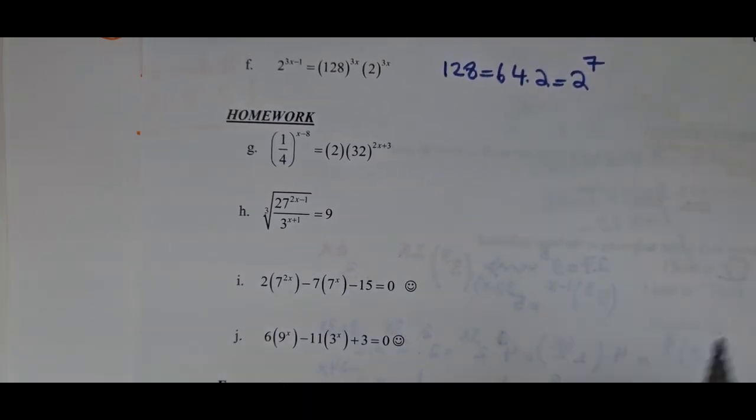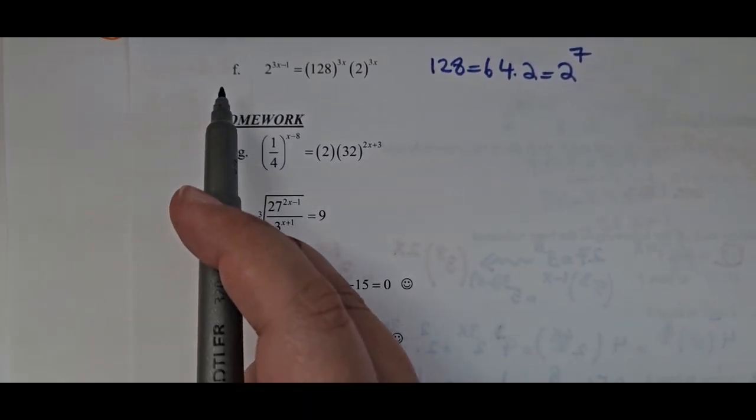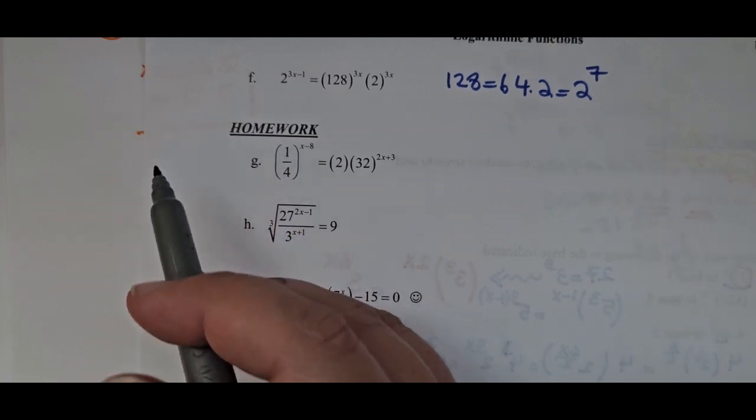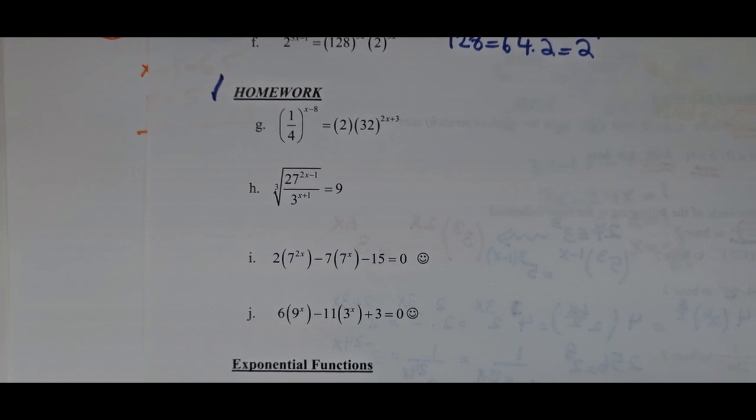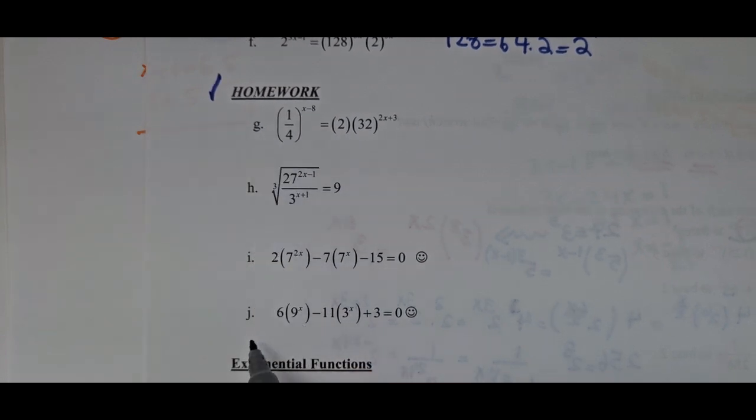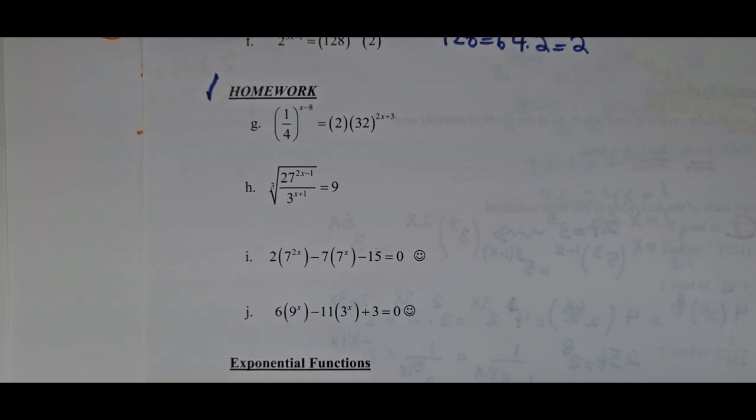Okay, so if you take a look at the handout, I did all the questions up to part F. The next one is your homework. I want you to solve part G to J and submit it under D12.